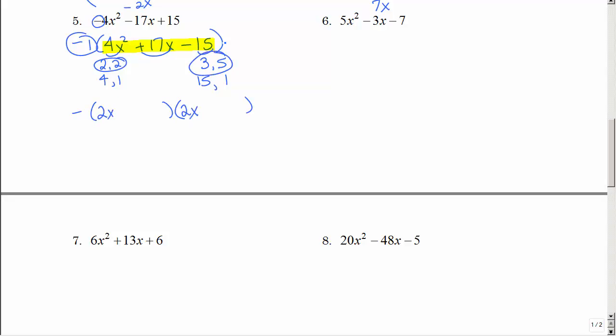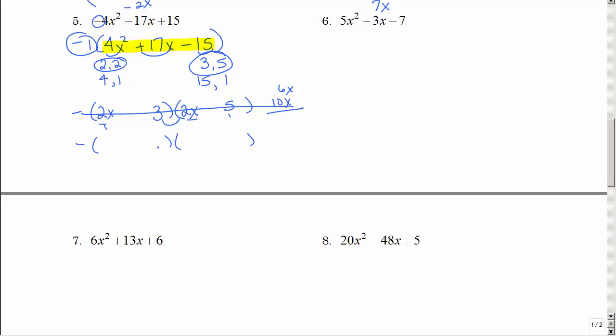Want to try the 3 and the 5? Stick with the smaller. So let's see, that's 6x. 2 times 5 is 10x. Will that get me 17? No. And even if I switch the 3 and the 5 because they're both 2's, that doesn't work.